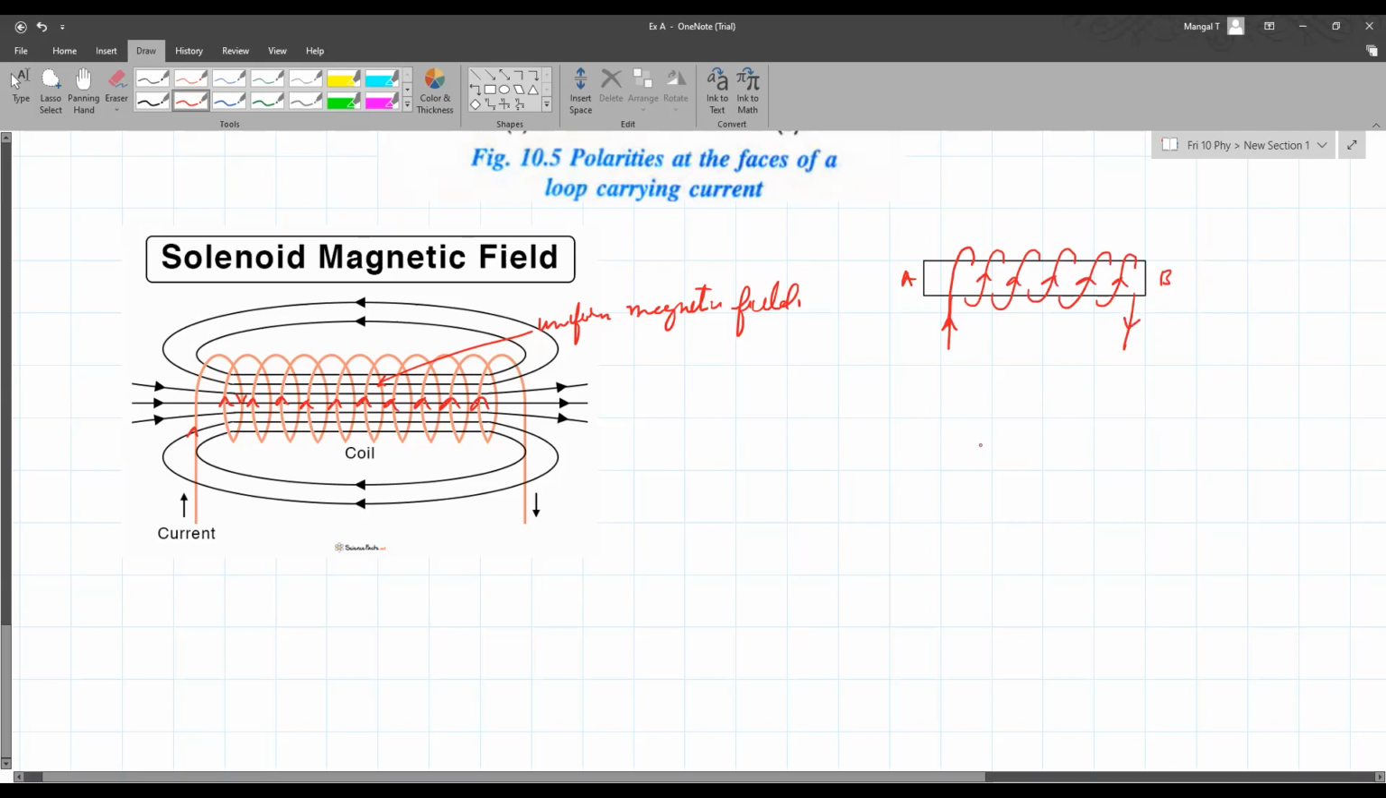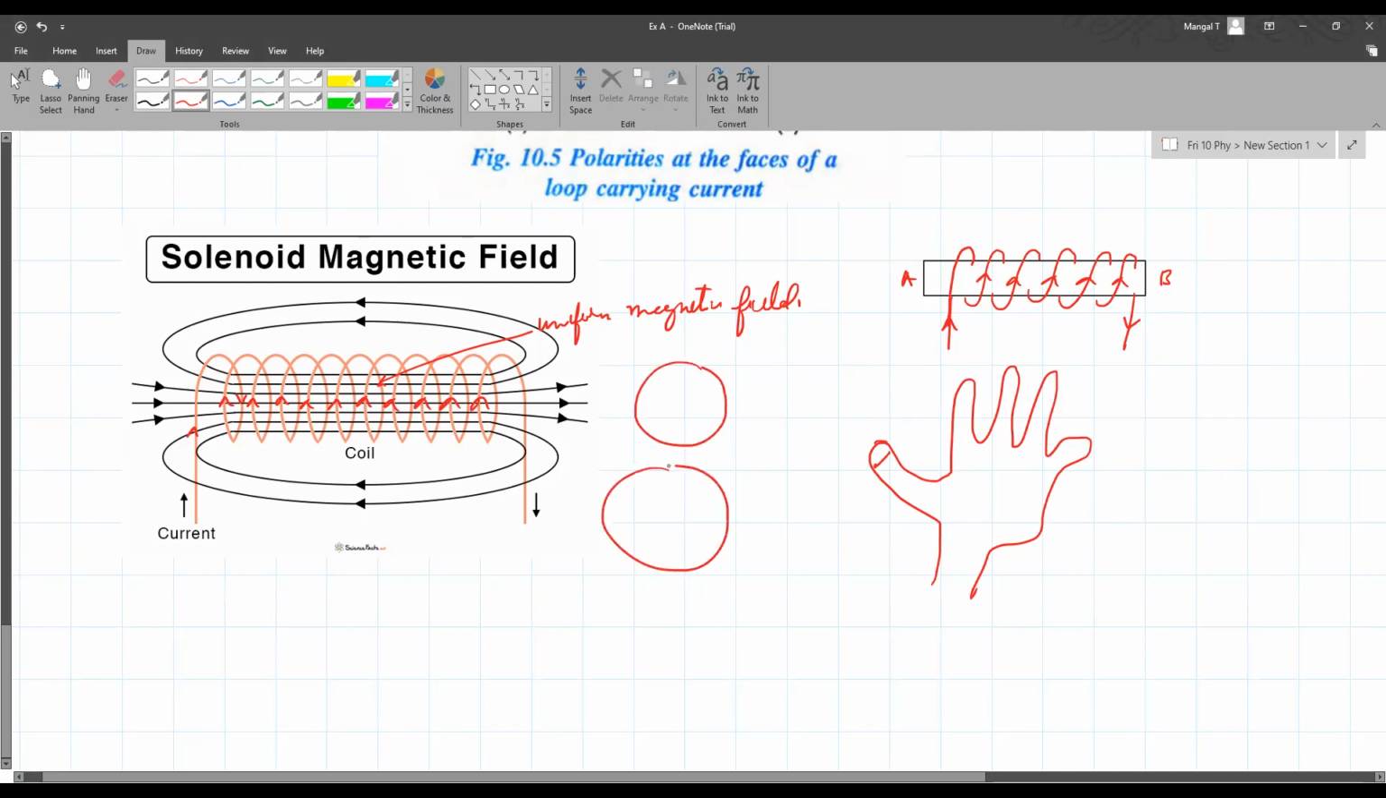Fine. Now what I want you to do is to take your right hand. So this is the right hand. Now this is your thumb. And when you curl the fingers, you curl the fingers such that it is in the direction of this current. And your thumb points to the A direction. Are you following that? Your thumb is pointing towards A, right? So what will be the nature of A? Whether A will be north or whether A will be south is a question.